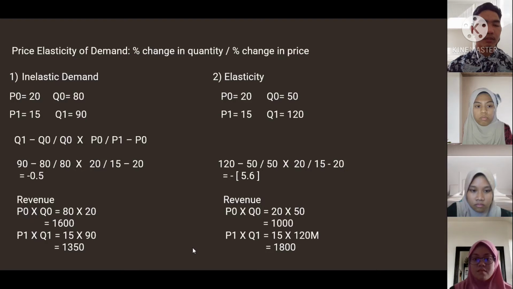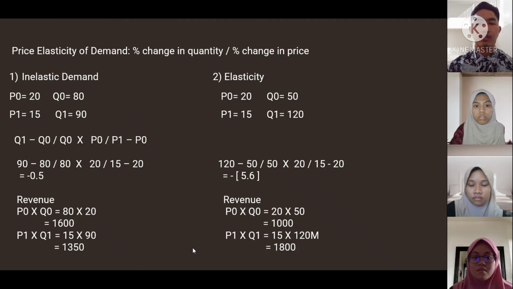Revenue is P0 multiplied by Q0, equal to 80 multiplied by 20, and the answer is 1600. P1 multiplied by Q1 equals 15 times 90, and the answer is 1350. Second product: P0 equals 20, P1 equals 15, Q0 equals 50, Q1 equals 120.